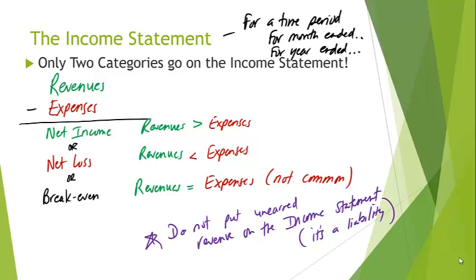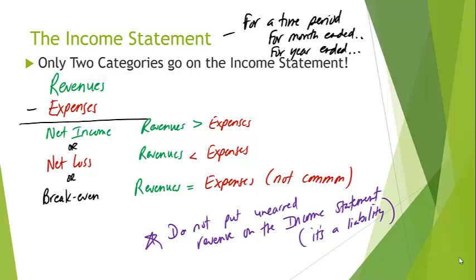Now remember, the income statement will be for a time period, things like for the month ended, for the year ended, for the quarter ended. And one of the most common mistakes that we see on the income statement is unearned revenue showing up there. Well, it will not show up on the income statement because it is a liability. We owe services because they were paid for in advance. So make sure you do not fall into the trap of putting unearned revenue on the income statement.